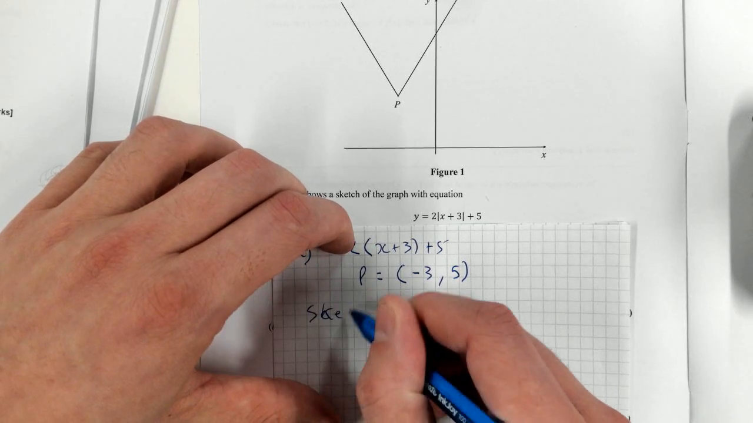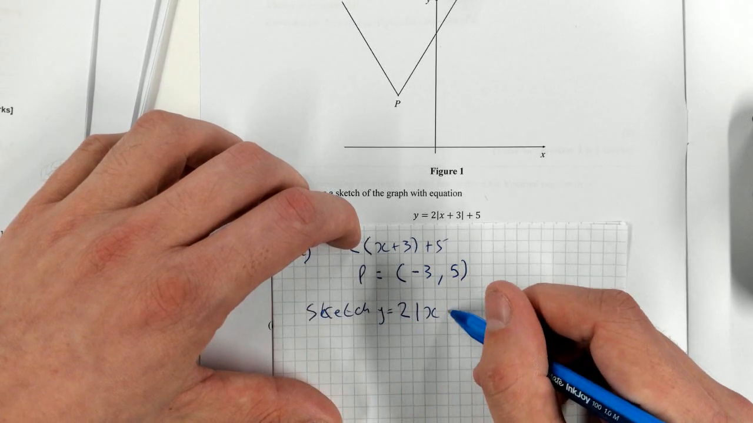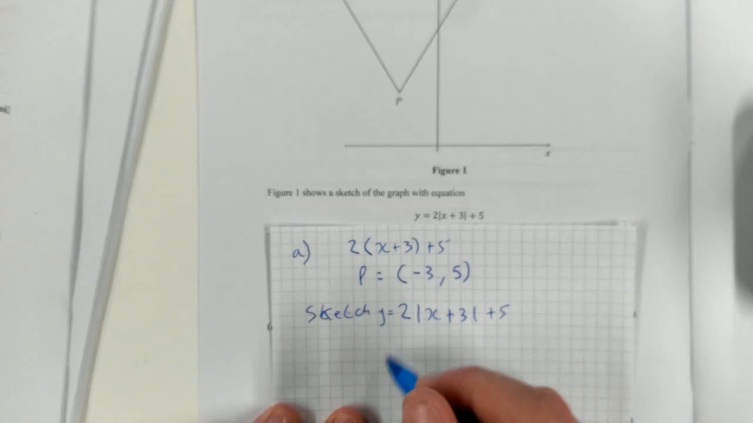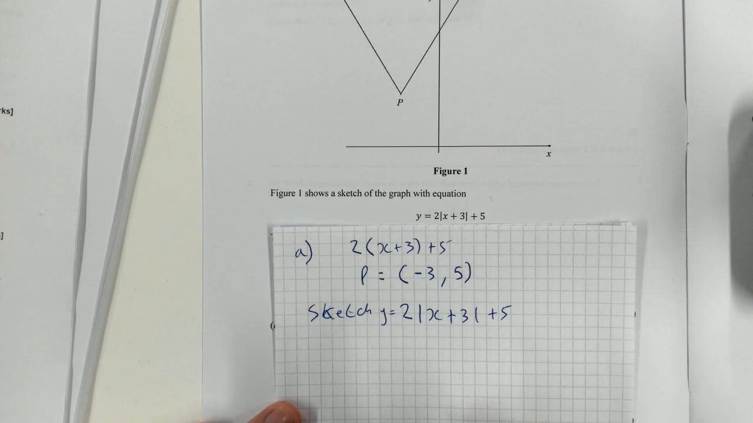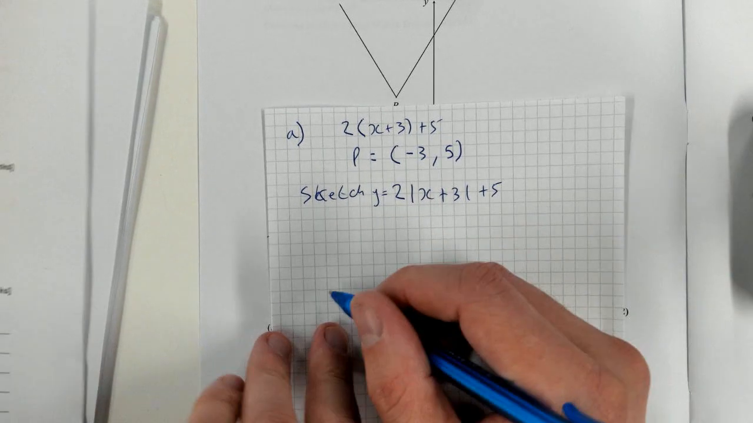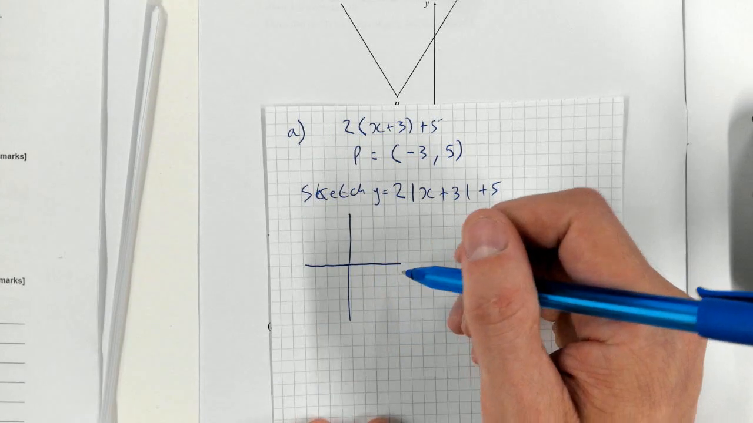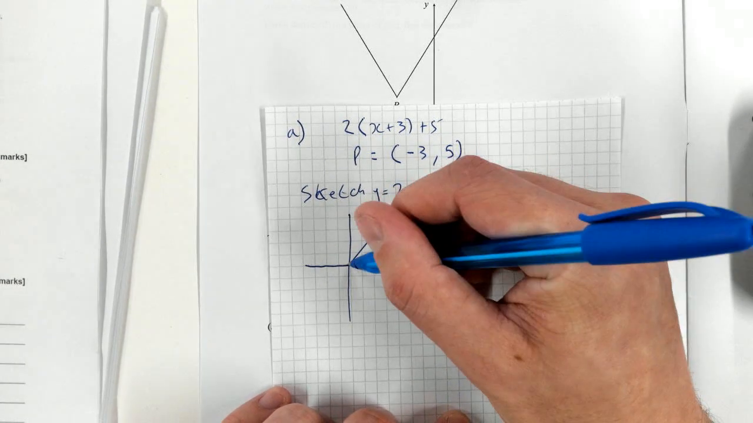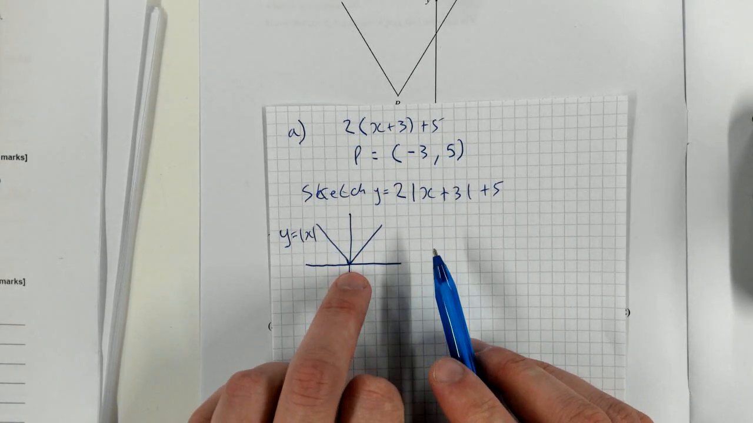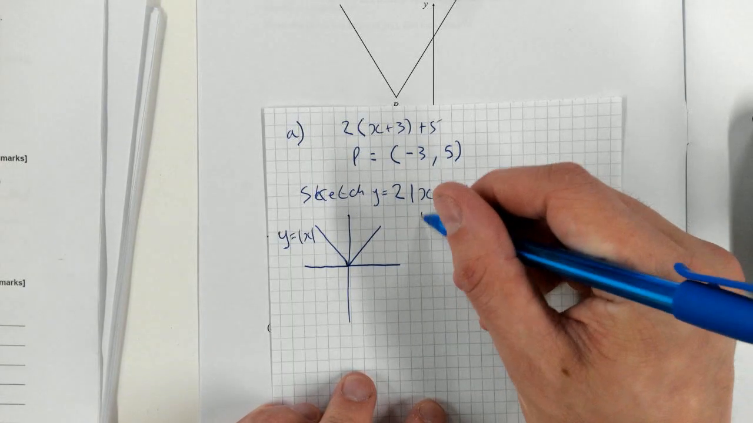So if we sketch y equals 2 modulus of x plus 3, plus 5, that will show you how I know what this is. So your starting point with these is, if you think about the line y equals x, we know that's just a diagonal line. First mark for this is going to be drawing the modulus. It doesn't matter how perfect. That's y equals the modulus of x. Just make sure you've got a V shape and not a curve. That'll get you 1 mark if you sketch one of these.